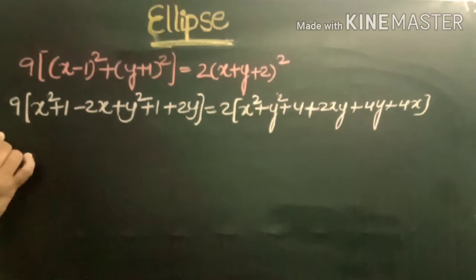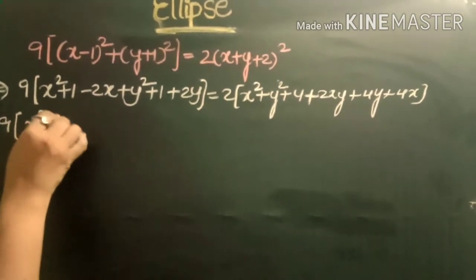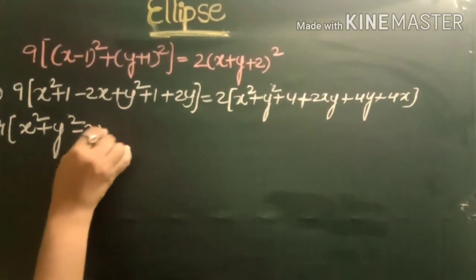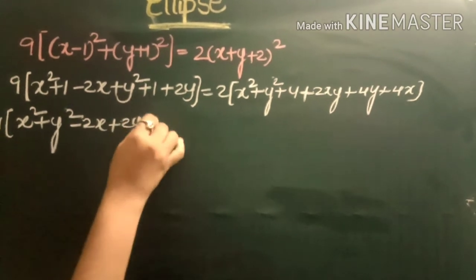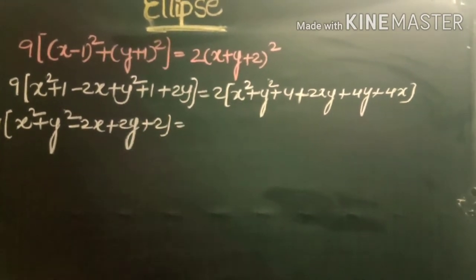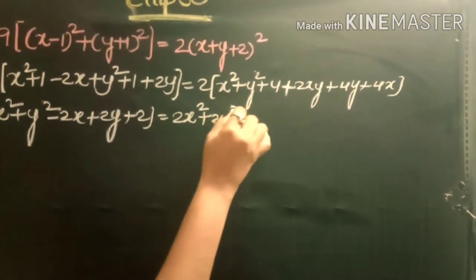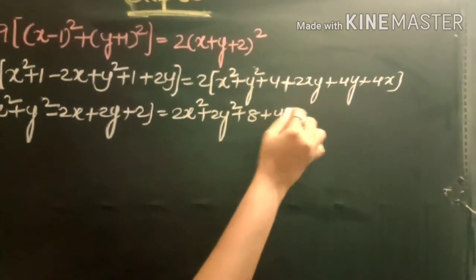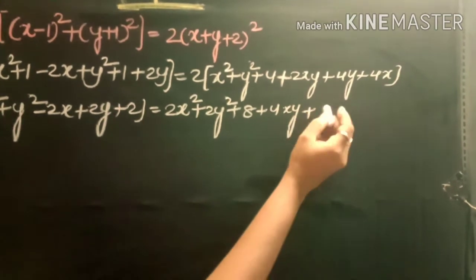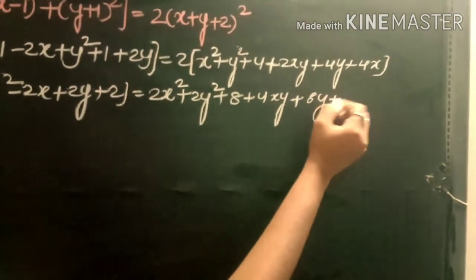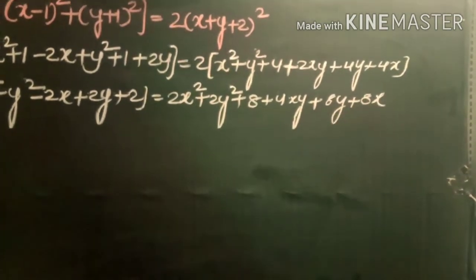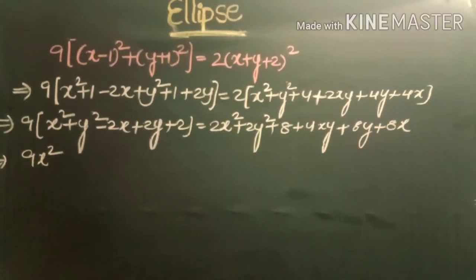Which implies this is 9 into (x squared plus y squared minus 2x plus 2y plus 2) is equal to, multiplying all those values by 2 there, 2x squared plus 2y squared plus 8 plus 4xy plus 8y plus 8x. Multiplying all those values by 9 here.